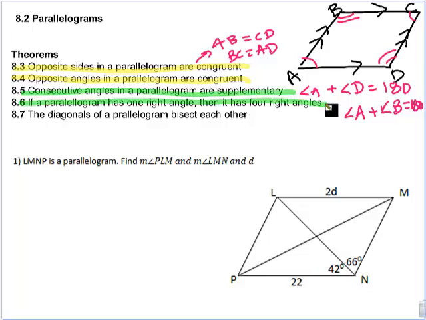And last one here is that the diagonals of a parallelogram bisect each other. That's a terrible parallelogram.